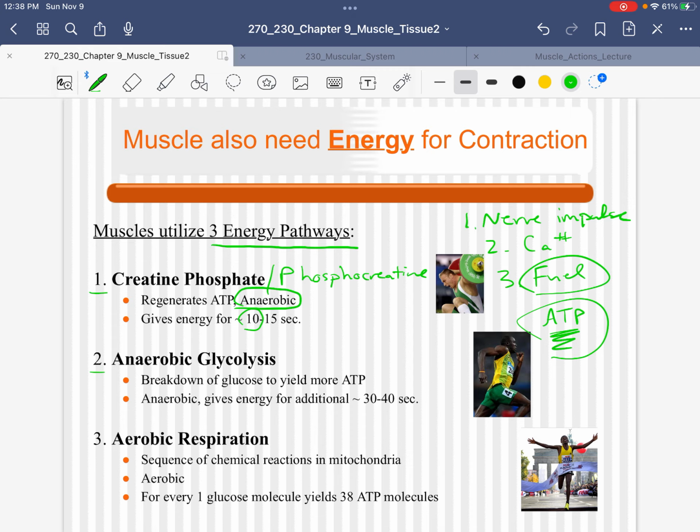Anaerobic glycolysis will produce energy for another 45 seconds, 40 seconds or so. Again, these are ballpark figures, and this is also anaerobic. However, if we're exercising or contracting our muscle for a minute, minute and a half or more, we are utilizing aerobic respiration. And of course, this is the aerobic form. Just know the order and about how long each can produce energy for, and which are anaerobic and which are aerobic.